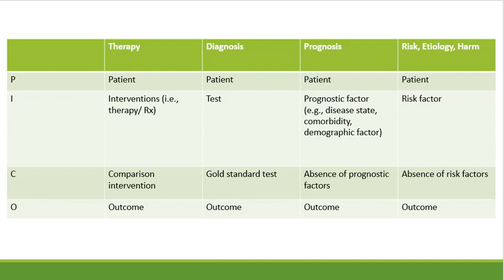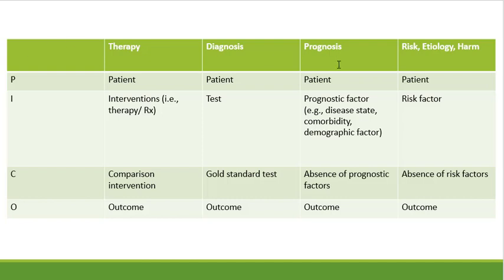So again, probably for the majority of you, therapy is going to be of interest, an intervention that's therapeutic in nature. And so what does that look like? Well, your P again is going to be your patient or your population of interest. Your I is your interventions, what you're going to be doing for treatment, what you're very interested in. Your C is your comparison intervention. And again, your O is your outcome.